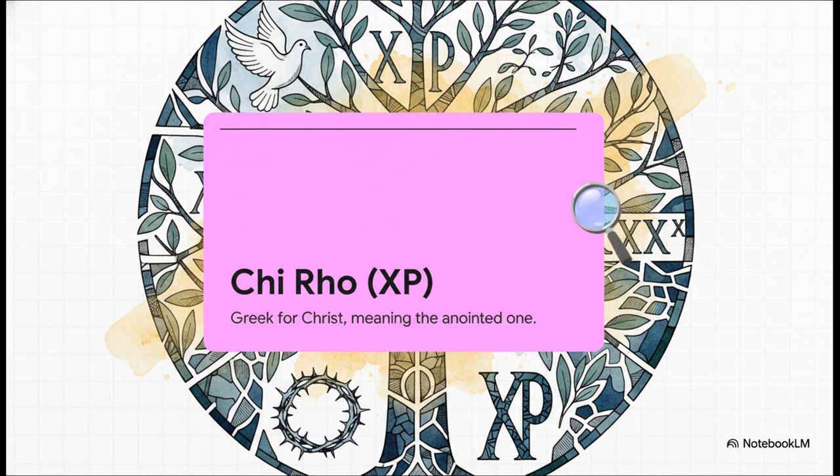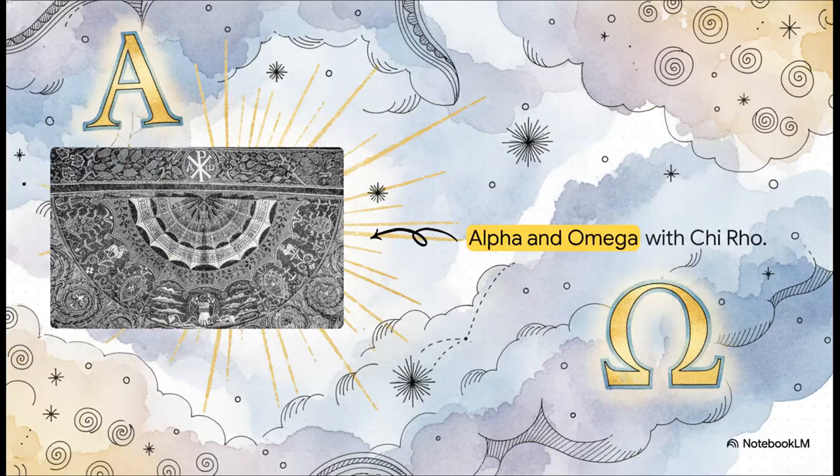You see, when we say Christ, we aren't using Jesus' last name. Actually, it's a title. It means the Anointed One, the specific person sent by God with a very special divine task to fulfill. And right next to the Chi Rho symbol, you'll spot two other incredibly important letters, the Alpha and the Omega. These are the very first and very last letters of the Greek alphabet.